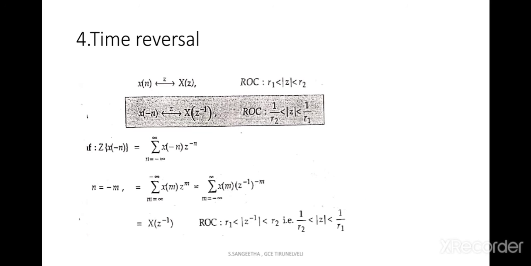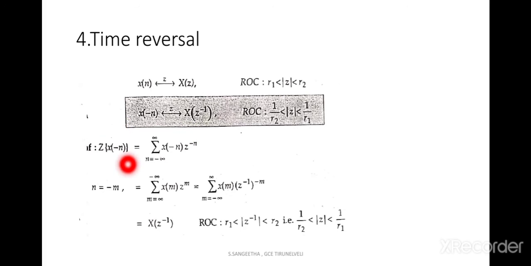So the next property will be time reversal. For time reversal, x(n) has the z-transform capital X(z), then x(-n) has the z-transform capital X(z^-1), where the z value ranges from 1/R2 to 1/R1. That is the region of convergence.